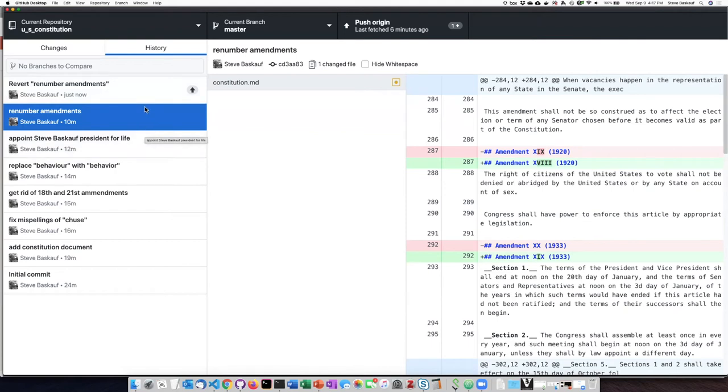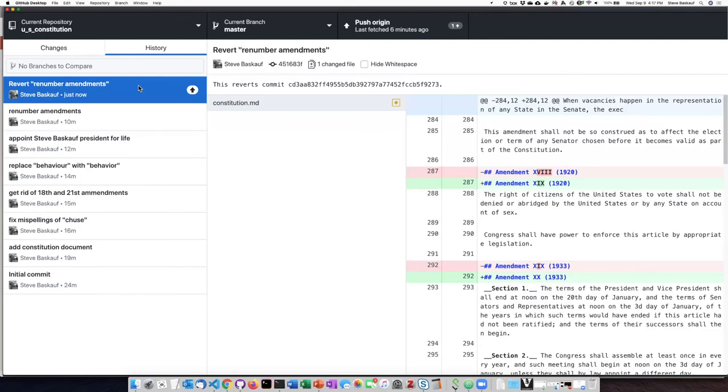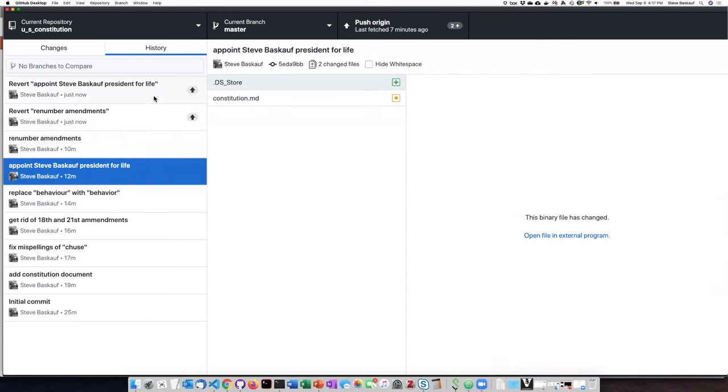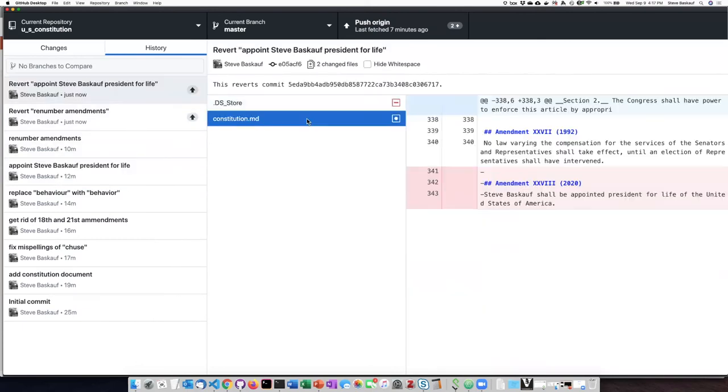Now, one thing that you'll notice is it doesn't actually undo what I did. Instead, what it does is create a new commit that basically reverses the situation back to the way it was before. So this has now rolled things back to the commit where I was appointed president for life. If I want to revert that commit, then I right click on it and say to revert that change. And so now you see it's removed that statement right there.